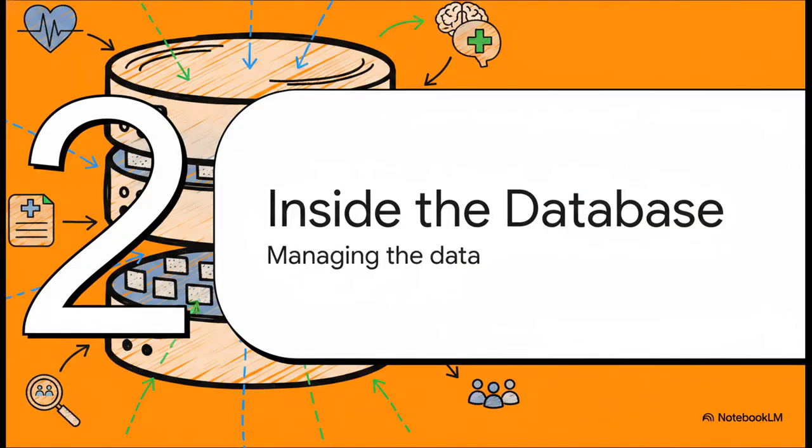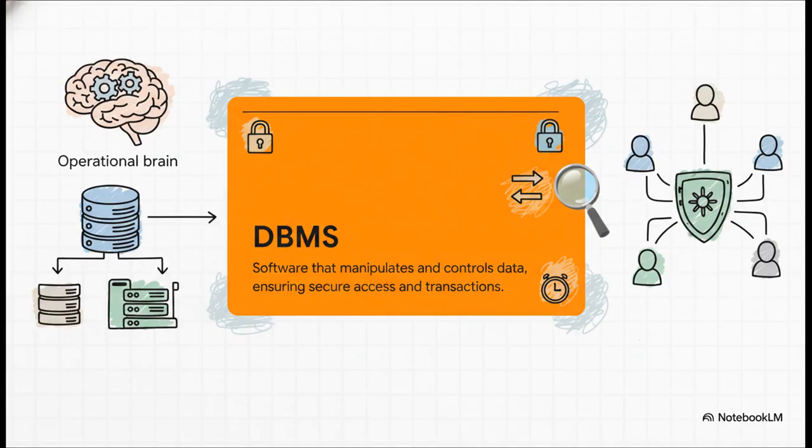Section 2. Inside the database system. Because to do any of that brilliant analytics, we first have to gather the data into one place. Now, a massive database is essentially a giant paperweight without a database management system, or DBMS. Think of the DBMS as the operational brain of the whole show. It's the software that manipulates and controls everything. It ensures that hundreds of users can access records at the exact same time without the whole system crashing. It manages transactions so half-finished data isn't accidentally saved. And crucially, it acts as the bouncer, providing incredibly strict security mechanisms to keep unauthorized eyes off your personal health information.